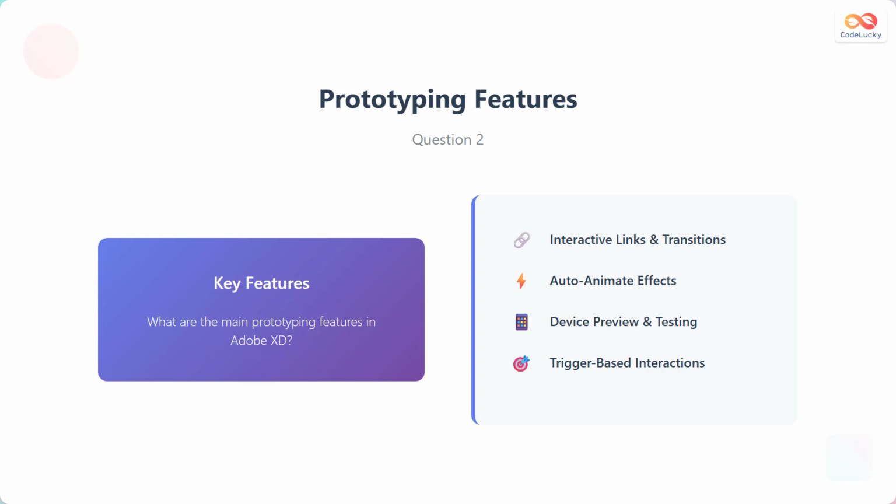A common interview question focuses on the main prototyping features available in Adobe XD. The key prototyping capabilities include interactive links and transitions that connect different screens or states in your design. Auto-Animate effects allow you to create smooth animations between artboards by automatically detecting changes in element properties. Device preview and testing enable you to view and test your prototypes on actual devices through the Adobe XD mobile app. Trigger-based interactions let you define specific user actions like tap, drag, or hover that activate transitions.